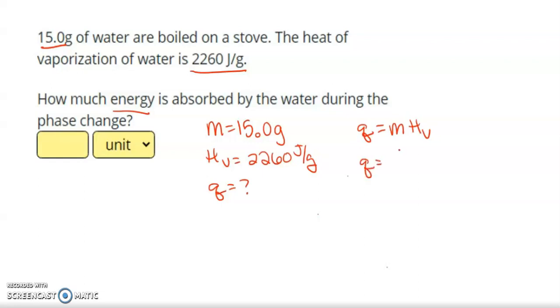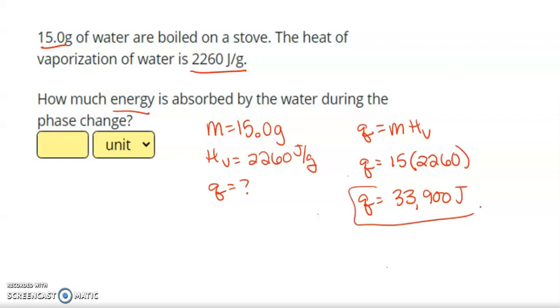So I'll write Q equals, I plug in 15 for mass, and 2,260 for HV. You just punch in your calculator 15 times 2,260. And so the answer for my numbers is that Q equals 33,900 joules. It's okay that that answer is really big. That's normal for Q.